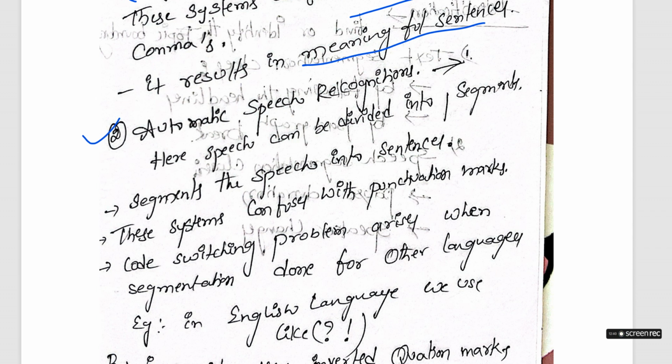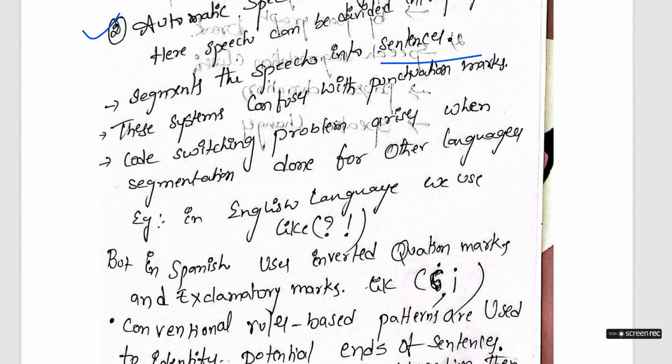So here speech can be divided into segments. See here, speech can be divided into segments. Segments the speech into sentences. So these systems get confused with the punctuation marks, like code switching. Problem arises when segmentation is done for other languages. So for example, see, here I am speaking, right?